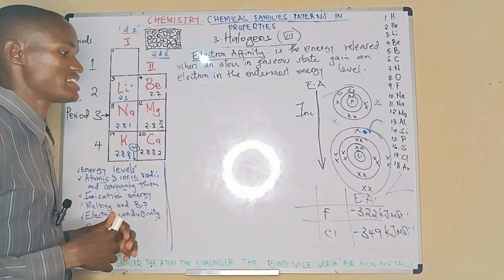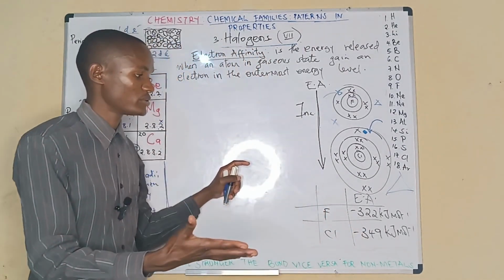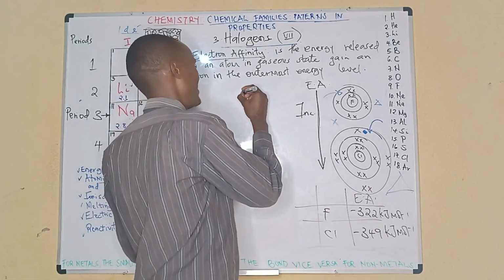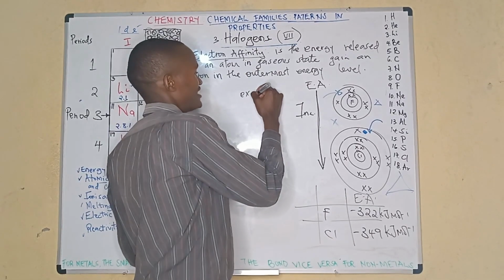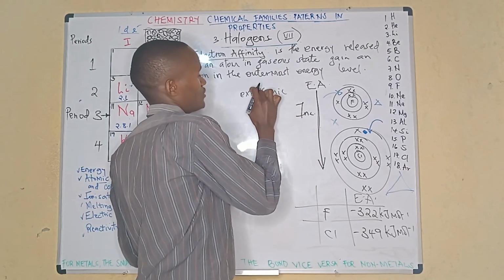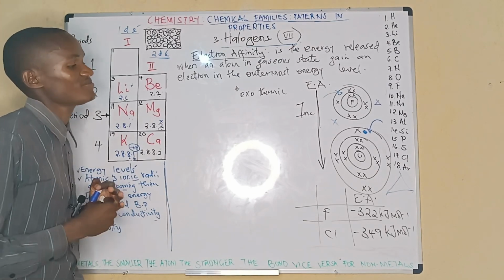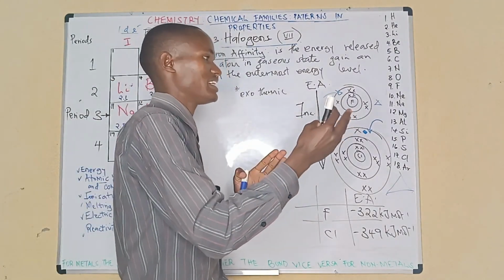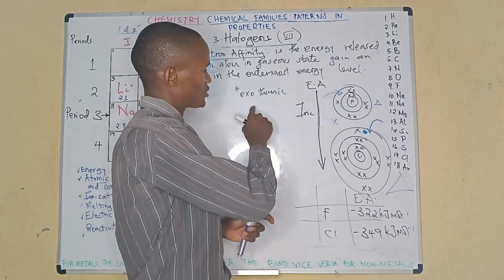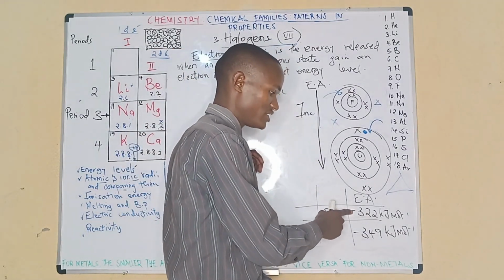Which one is releasing more energy? Let us assume the negative sign, because the negative sign simply shows that it is exothermic. The reaction is exothermic. It is producing energy to the surrounding. Okay, that is not the topic of today. The topic of today, we want to compare fluorine and chlorine, the electron affinity.